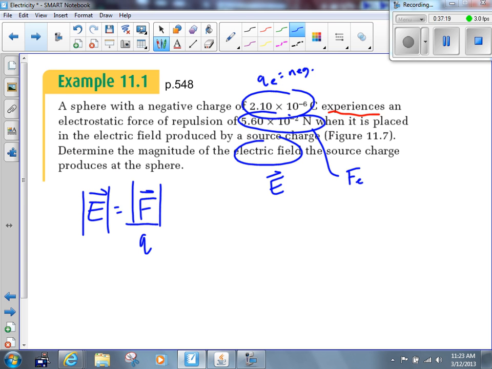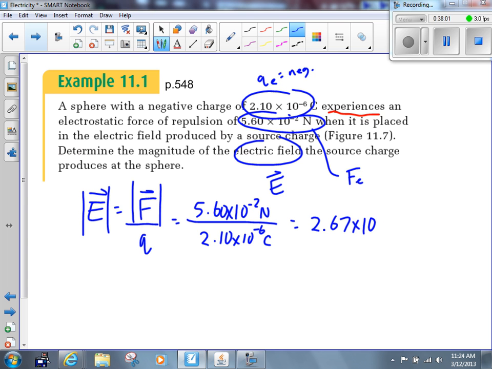The magnitude of the force here is 5.60 times 10 to the minus 2 newtons. I don't care what the direction of it is. The charge, the magnitude is 2.10 times 10 to the minus 6 coulombs. I don't care what the sign of the charge is. Just plug in the absolute values for force and the absolute value for the charge as well. When we do the math on that one, we end up getting 2.67 times 10 to the 4.